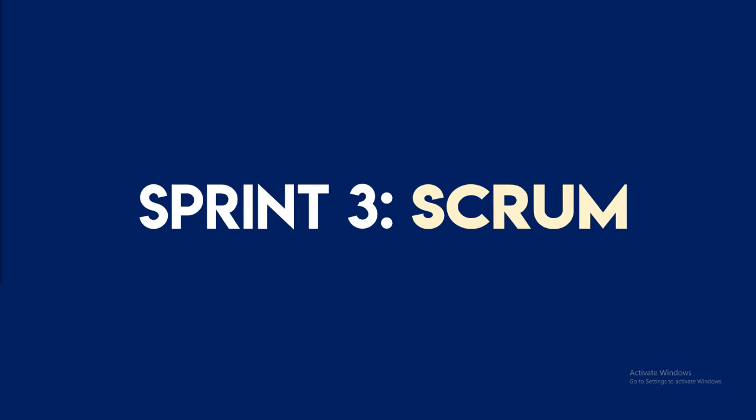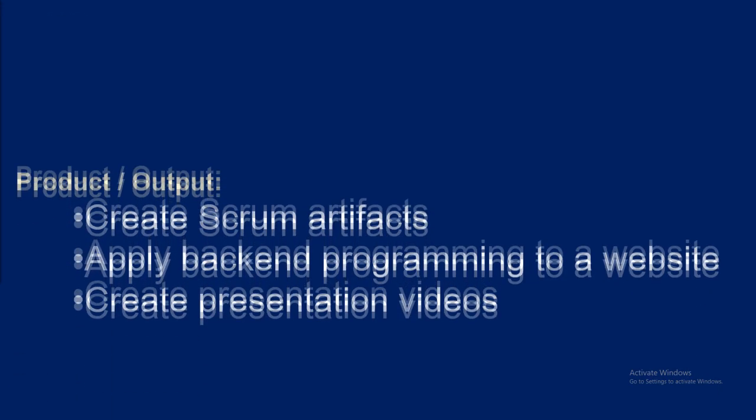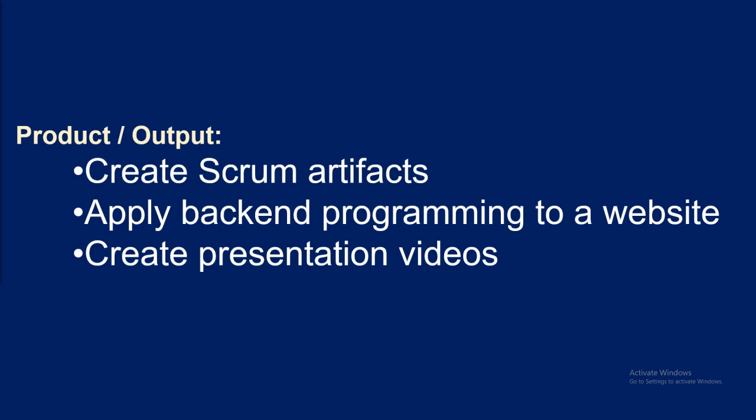For this video, the contents that I will be presenting will be very much similar to the PDF document, where I will talk about each of the 6 Scrum artifacts. The Scrum output or product that I decided here are to create Scrum artifacts, apply backend programming to a website, and to create presentation videos.